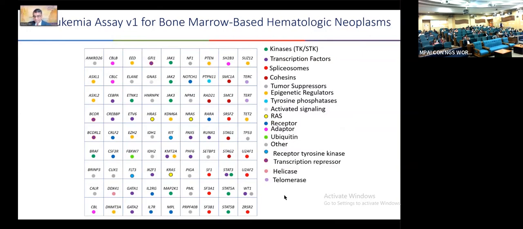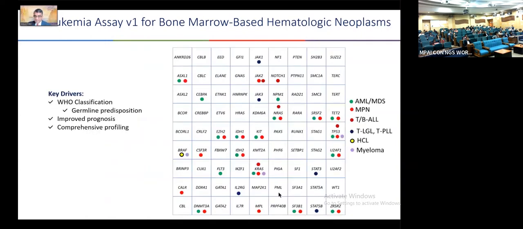This is our 81 gene leukemia panel. We call it N Leukemia SA1, which is primarily for bone marrow based hematologic neoplasms, and the content here does reflect that. So this is the type of consideration that went into these panel designs. They would also reflect the clinical application.